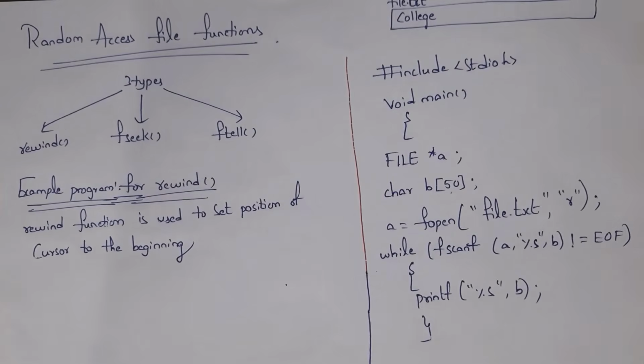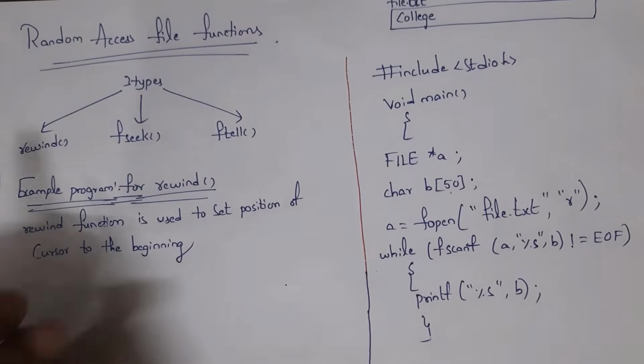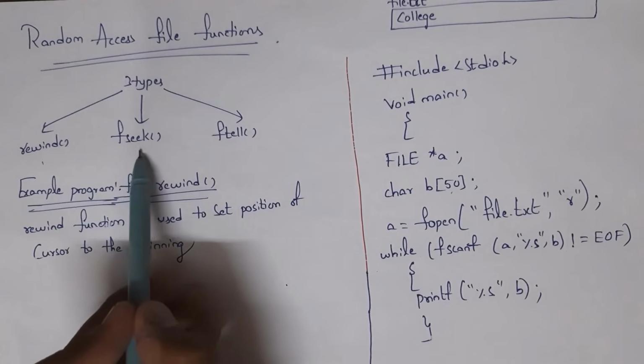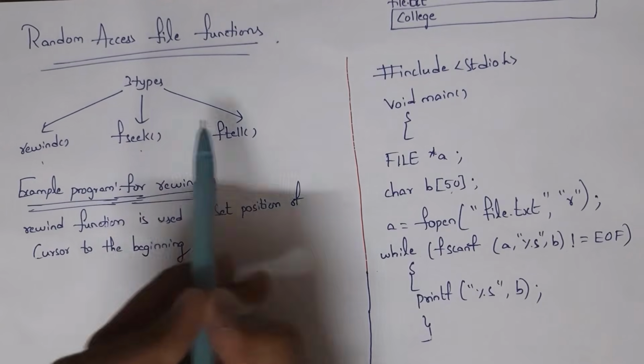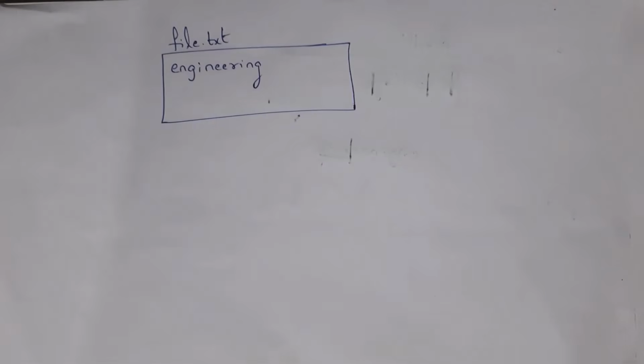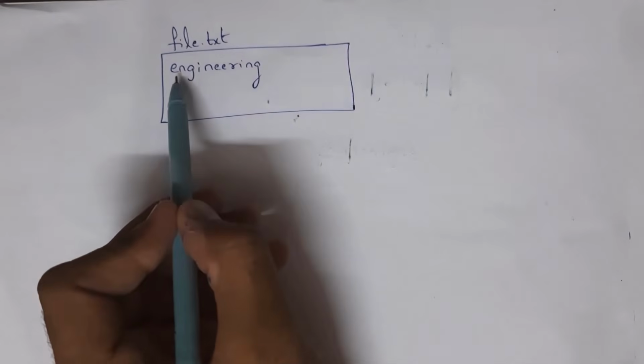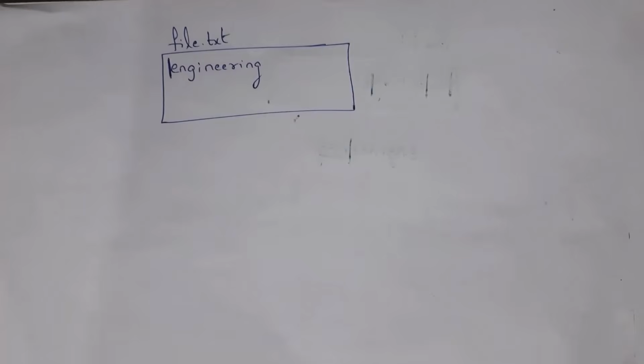Next topic is, if you want to place the cursor at a desired position, then you need to use random access file functions. Random access file functions are classified into three types. First one is the rewind function, next one is the fseek function, and last one is the ftell function. For example, this is my file. My file contains the text engineering. Normally the cursor will be at the starting position. But if you want to place the cursor at any desired position, then you need to use random access file functions.